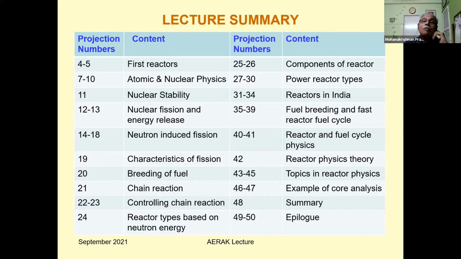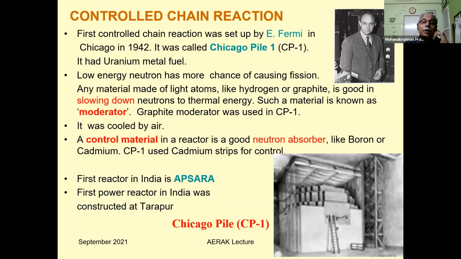So we start with the first chain reaction, which was set up by E. Fermi in Chicago in 1942, which used uranium metal fuel and low energy neutrons, which have a higher chance of fission. We will come to this. We are just jumping ahead a little here because graphite is used as moderator for slowing down the neutrons. This reactor was called CP1. It was cooled by air, and the reactor operation was controlled by the absorber material cadmium. The picture of the reactor is here.